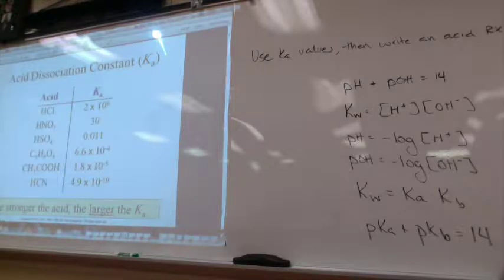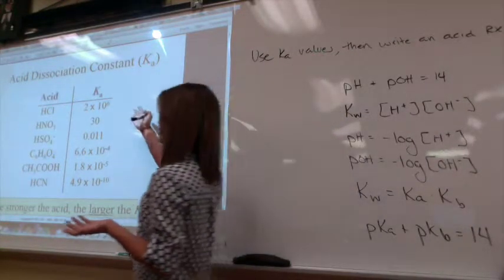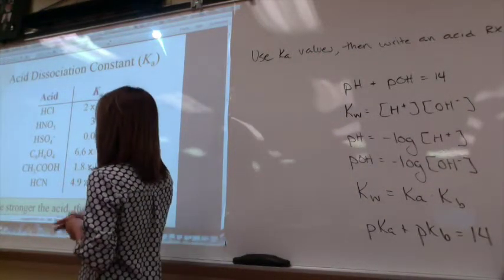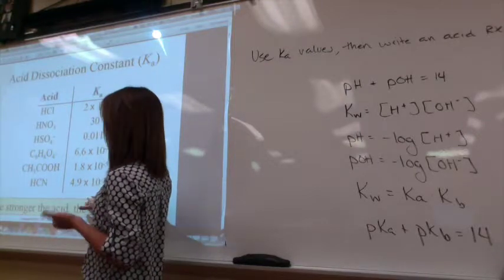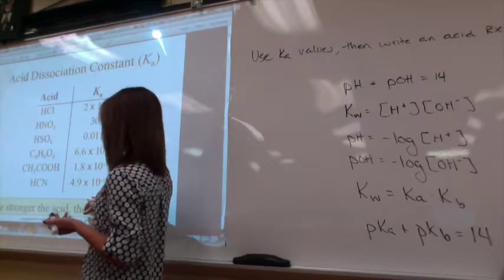All right, so here are some acid dissociation constants. Obviously, HCl is a really strong acid. It has a really large Ka value. Nitric acid has a large Ka value, but not nearly as large as HCl. And then we get to some of these which are smaller, so these are our weak acids, right?